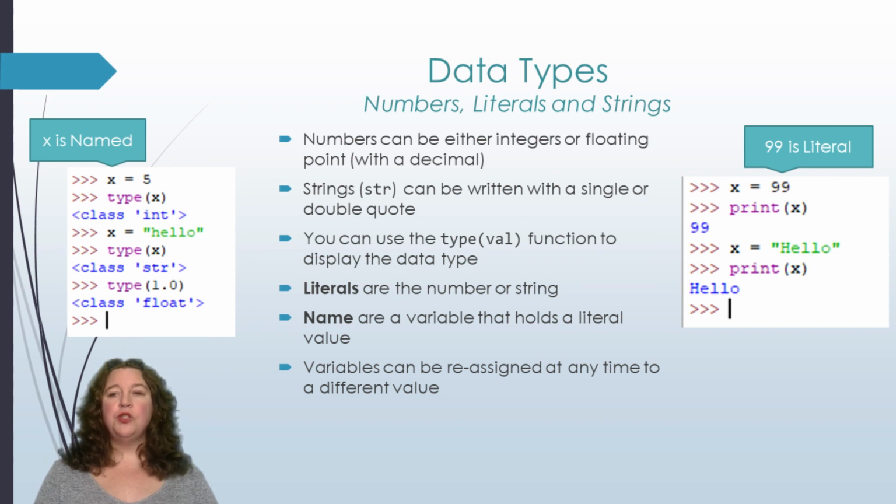Python is not what we call strongly typed. There are languages that are. Once you define it as an integer, you cannot change it to something else. It will always be an integer. But in Python, we can do that. We can change things around.